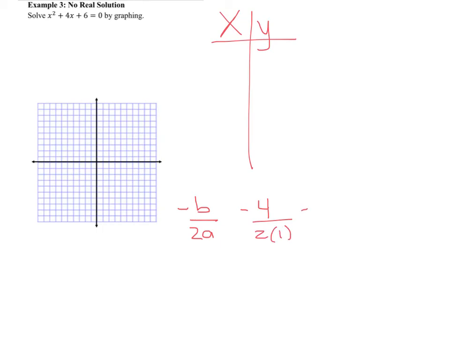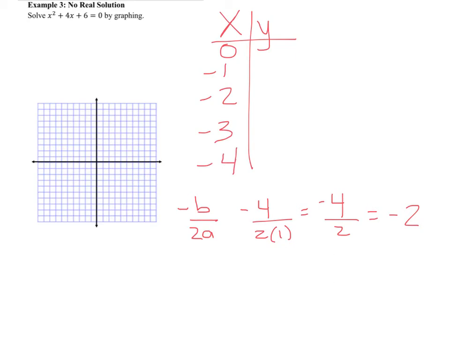In example 3, we're going to be doing the same type of thing. I'm going to go ahead and create my t-chart. So I have x and y. And to figure out that middle value, I'm going to have negative b over 2a. So I'm going to have negative 4 over 2 times 1, which is going to be negative 4 over 2, which is going to be negative 2. So my x values will be negative 2, negative 1, 0, and negative 2, negative 3, negative 4.